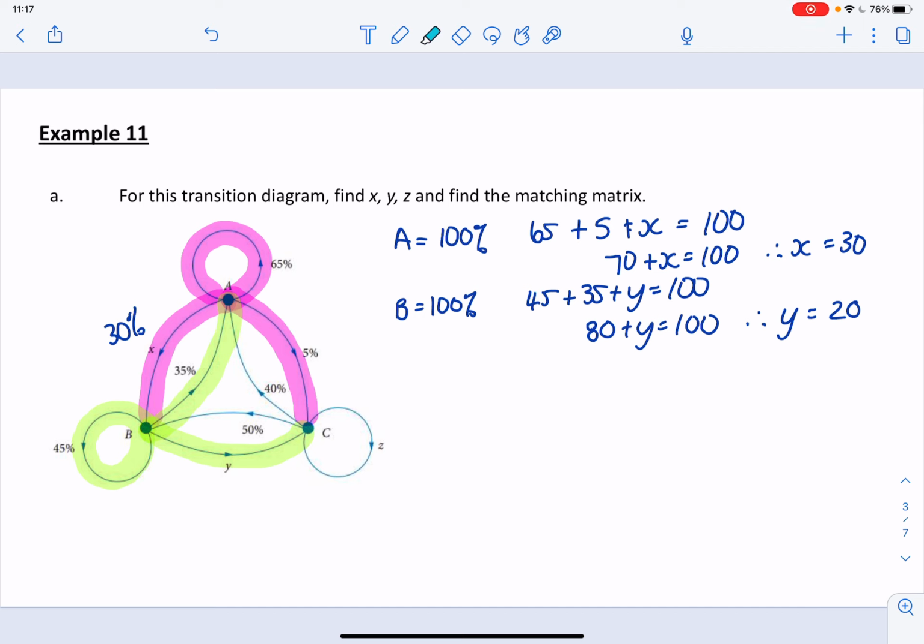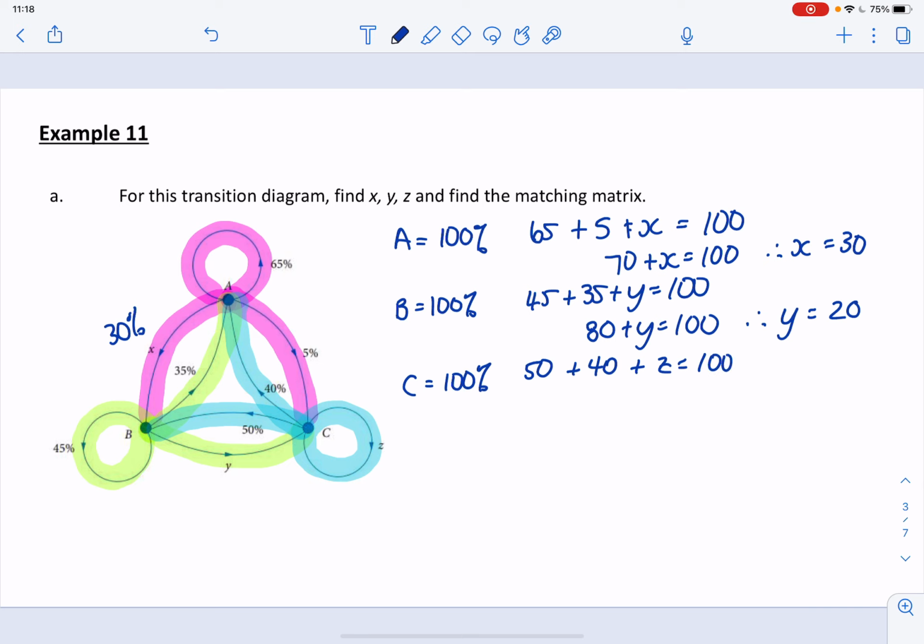Okay, so we have 50 heading that way, 40 heading that way, and then we have Z. Remembering that it has to equal 100%, so C is equal to 100%. And from C we've got a 50 and a 40 and a Z equaling 100. So 90 plus Z equals 100. Therefore, Z is equal to 10.